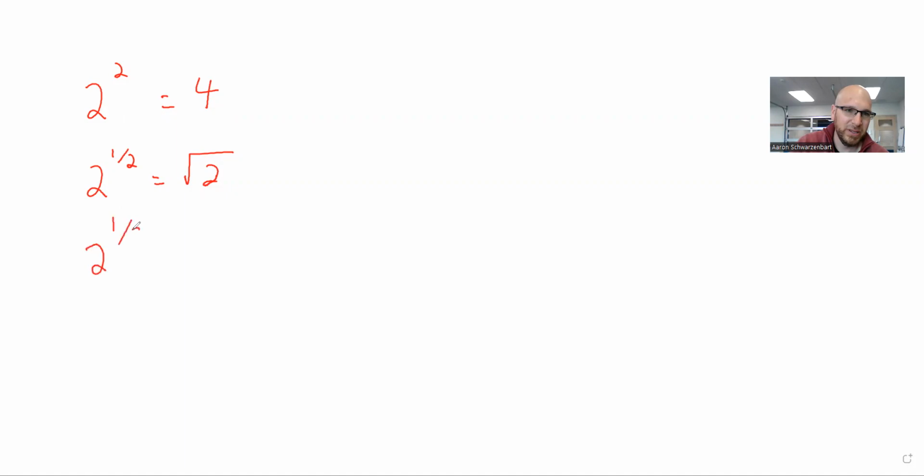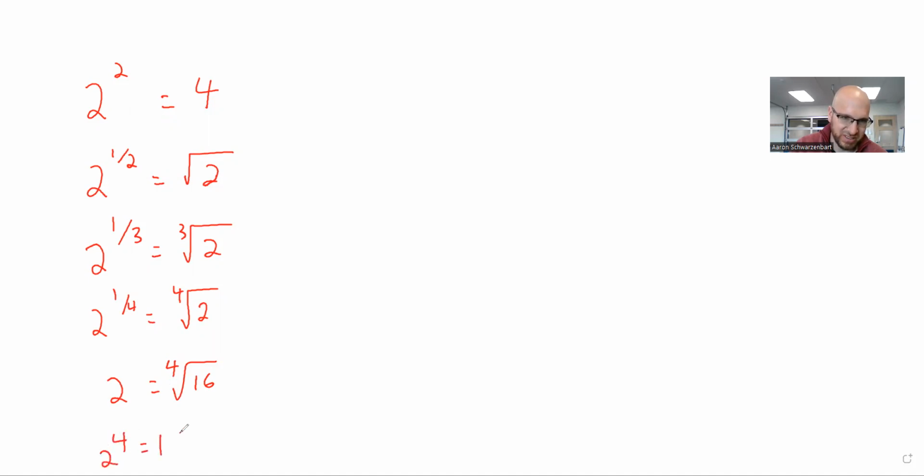2 to the 1/3 is the cube root of 2. I can look at this. So my root index, cube root, there's a 4th root, that's a 1/4. My root index, we call it. We don't write it for the square root. We don't put a 2 here. But the 4th root means what to the 4th is 2. A better one might be what to the 4th is, 4th root of 16. That actually is 2, because 2 to the 4th equals 16.